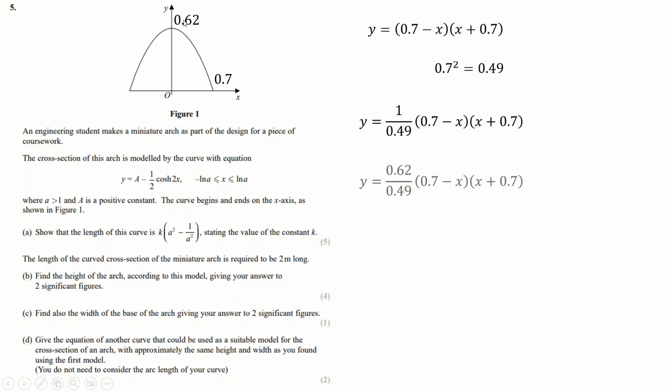But then I'll times by 0.62, and I think I'll get something with the right y-intercept and the correct roots as well. So I think that'll do for a curve.